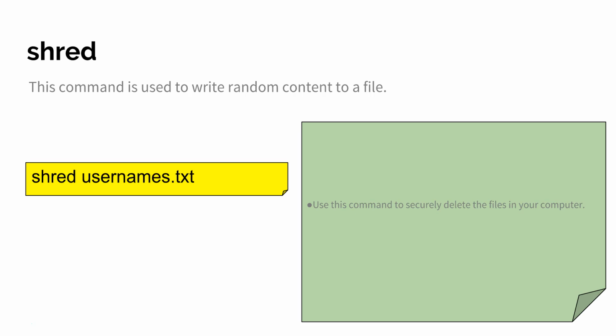Shred, this is a very important command. If you want to securely delete any file from your system, you have to use shred. Once you use shred and then the file name, what it does is it actually puts some junk content into the file, even on the disk location where it is stored, so that they can't even recover it from the hard disk. And then you securely delete the file.